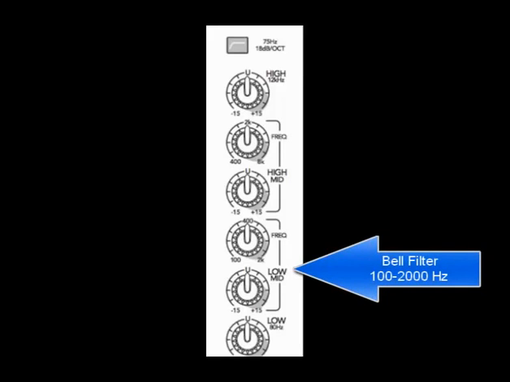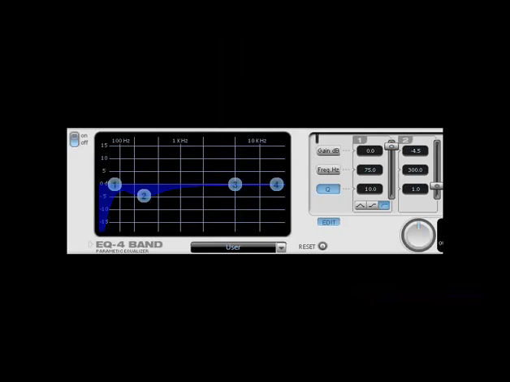Now we get to the bell filters. The first one is controlled by the low to mid knob. Its frequency ranges from 100 to 2000 Hz. For the sake of this demonstration, we will put the bell filter around 300 Hz and negative 4.5 decibels. This will reduce the amplitude of frequencies around this range slightly, but not drastically.